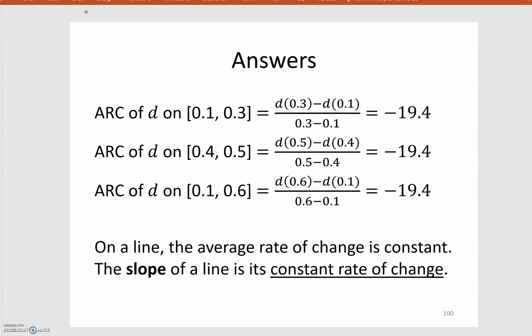Now, why? Well, because it's a line, and the average rate of change of a line is constant, and the slope of a line is its constant rate of change. So you really don't even have to perform these computations if you are looking at a line. You just have to be aware of what its slope is, and then you know the average rates of change over any interval.